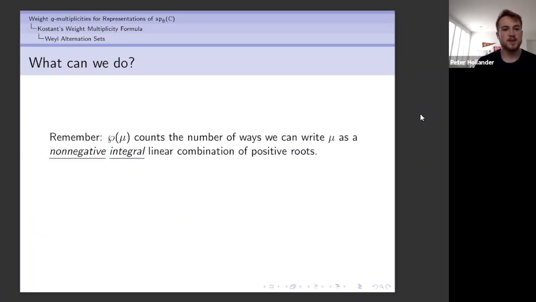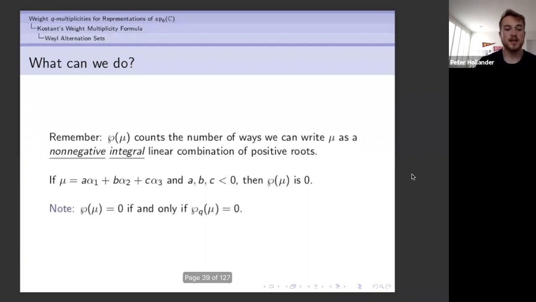Thanks, Maria. So as we talked about already, we want to simplify Kostant's weight multiplicity formula as much as possible. So what can we do to do that? Well, if we remember, Kostant's partition function counts the number of ways that we can write a weight as a non-negative integral linear combination of positive roots. So if this is our weight and it has coefficients a, b, and c, and either a or b or c is less than 0, then immediately we know that Kostant's partition function is going to return 0 for that particular weight.